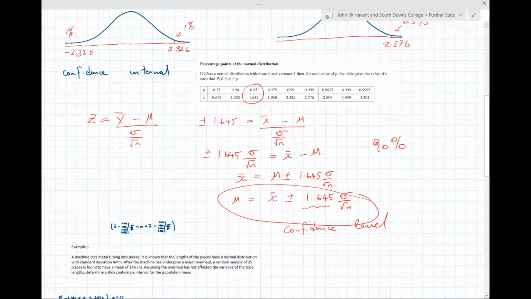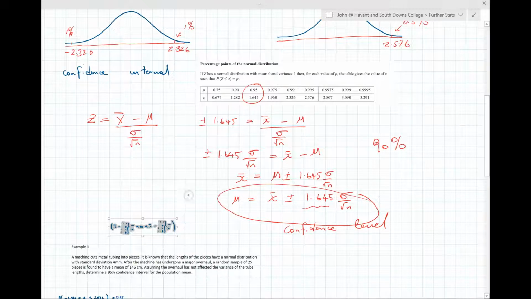Okay, not particularly high level of confidence, so we can put in quite a narrow interval in that case, but we can't be that confident about it. So it narrows the interval because the confidence level is relatively lenient, if you like, for want of a better word.